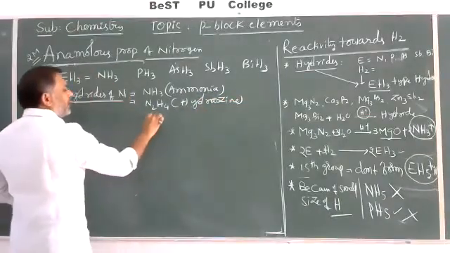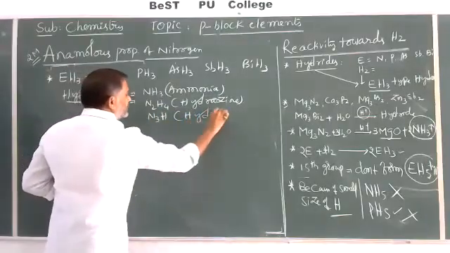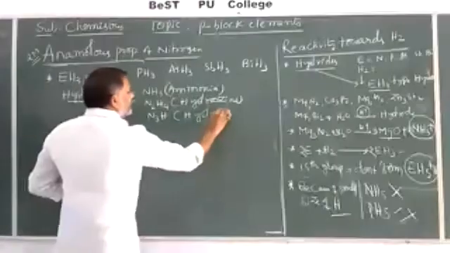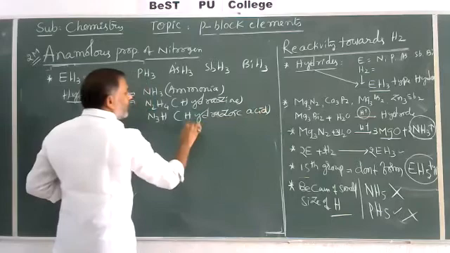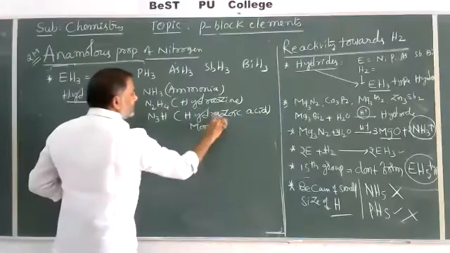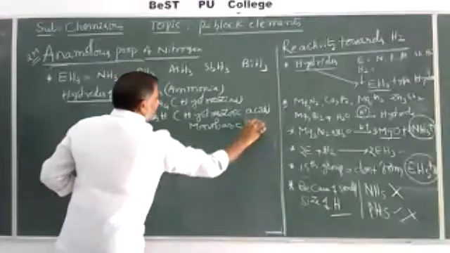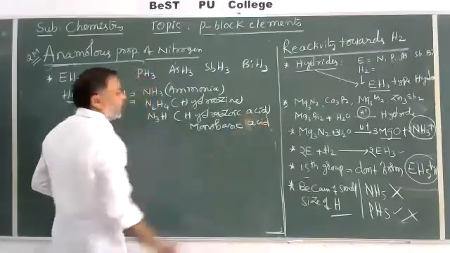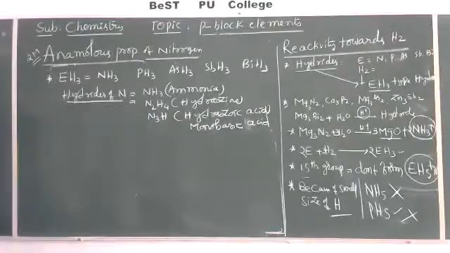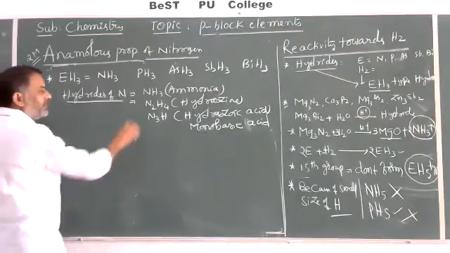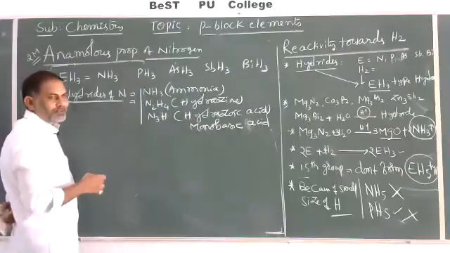And also HN3 is there, that is hydrazoic acid. That hydrazoic acid is a monobasic acid. In this monobasic acid, basicity is equal to 1. Acidity of that base is equal to 1. Monobasic acid. Now these are the three important hydrides of nitrogen.